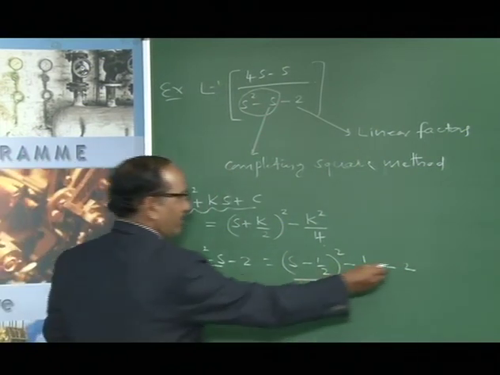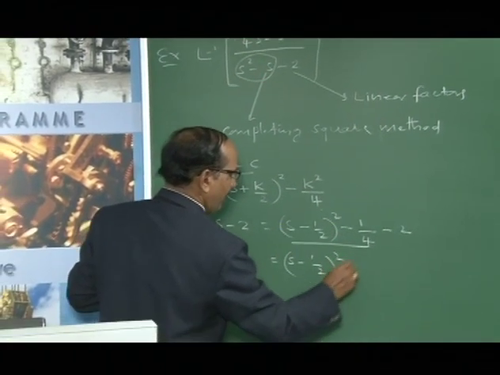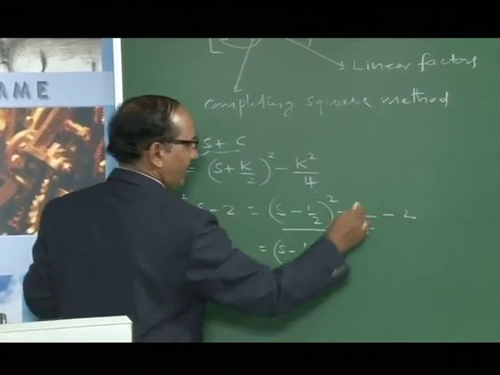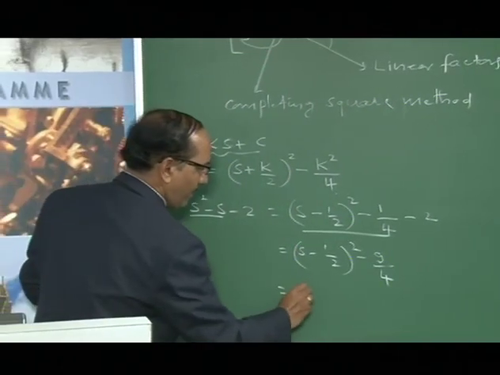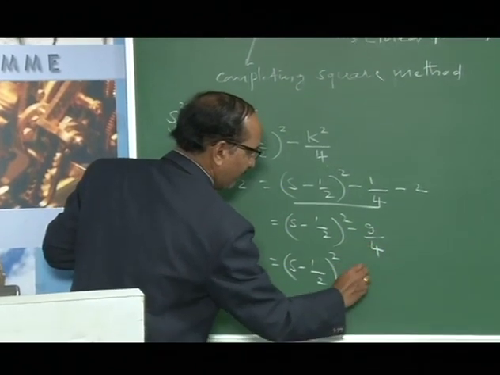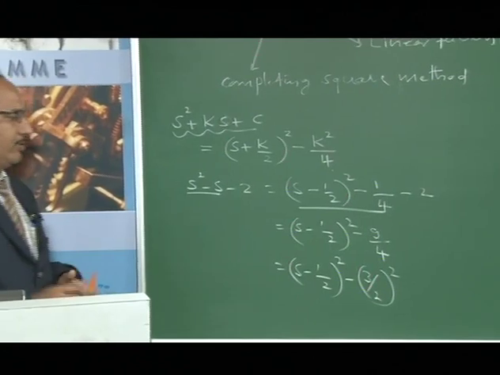So, the last two terms you simplify: it is (s minus 1/2) square, and adding these two, minus 8 minus 1 gives minus 9 by 4. One can write (s minus 1/2) square minus 9 by 4, where 9 by 4 we can write as (3/2) whole square.